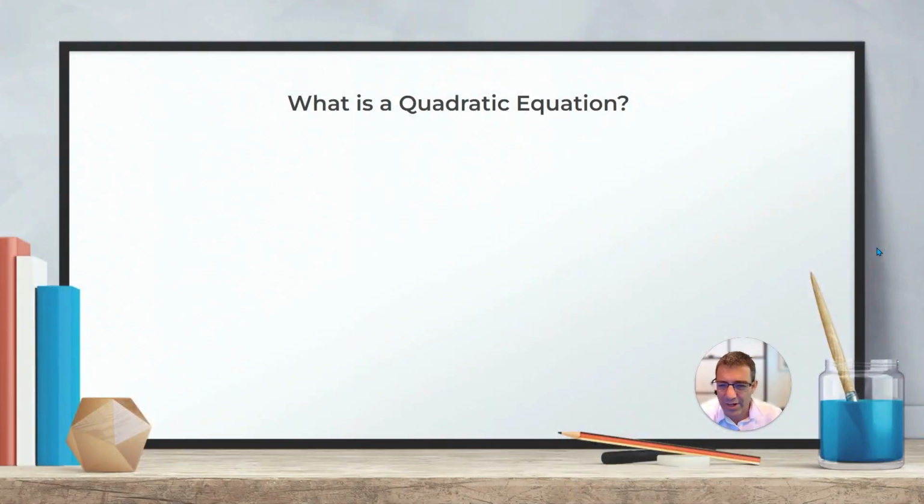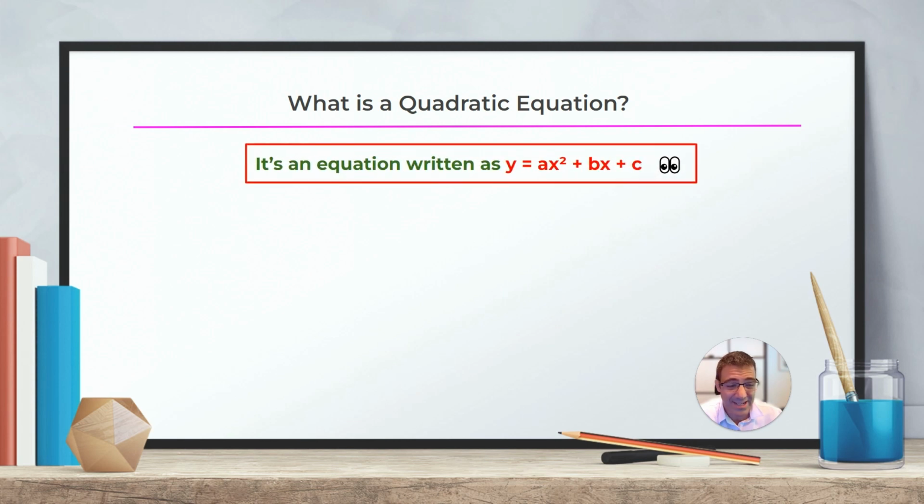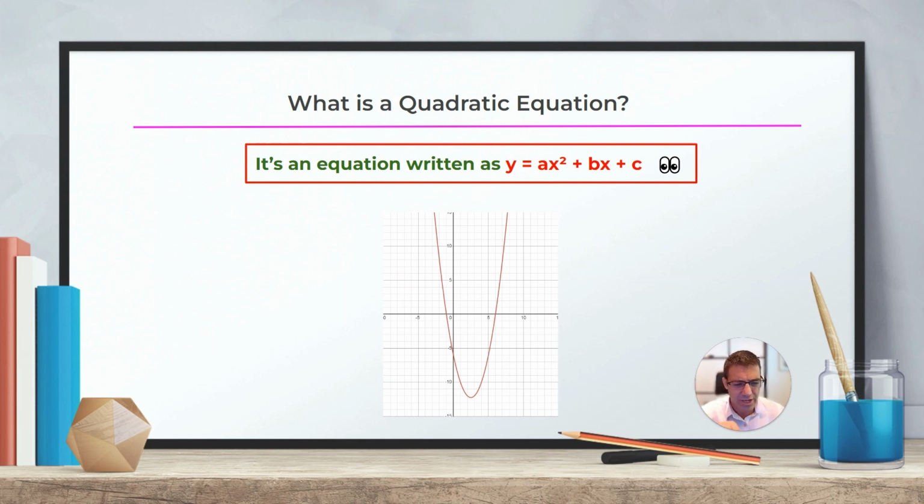So first of all, what is a quadratic equation? Well, a quadratic equation is an equation written as y equals ax squared plus bx plus c. Ooh, that looks really scary because it's got an x squared in it. Now, we used to learn equations of lines, linear equations, and now we're graduating to equations of curves. And what kind of curve are we looking at? Well, we're looking at this kind of U-shaped curve, which is actually called a parabola. And there it goes.